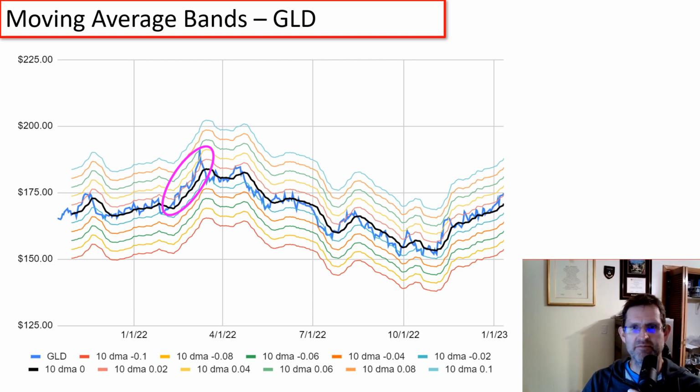Here I've circled a nice 2-month upswing in GLD. For the bulk of those 2 months, the price stayed in the 0 to plus 2% and the plus 2% to plus 4% band. At the end of the upswing, there was a blow off top followed by a pretty sharp decline, and then the stock trended sideways to downward for quite a while.